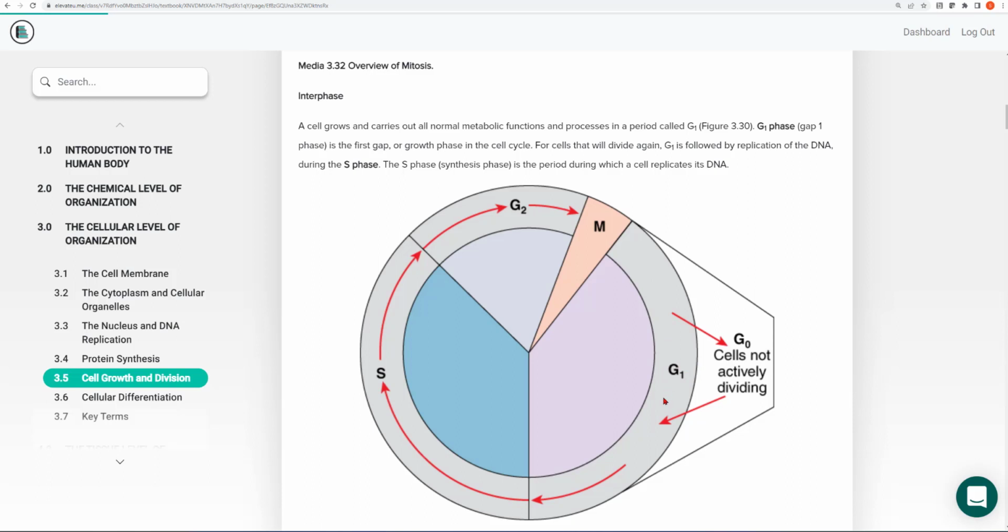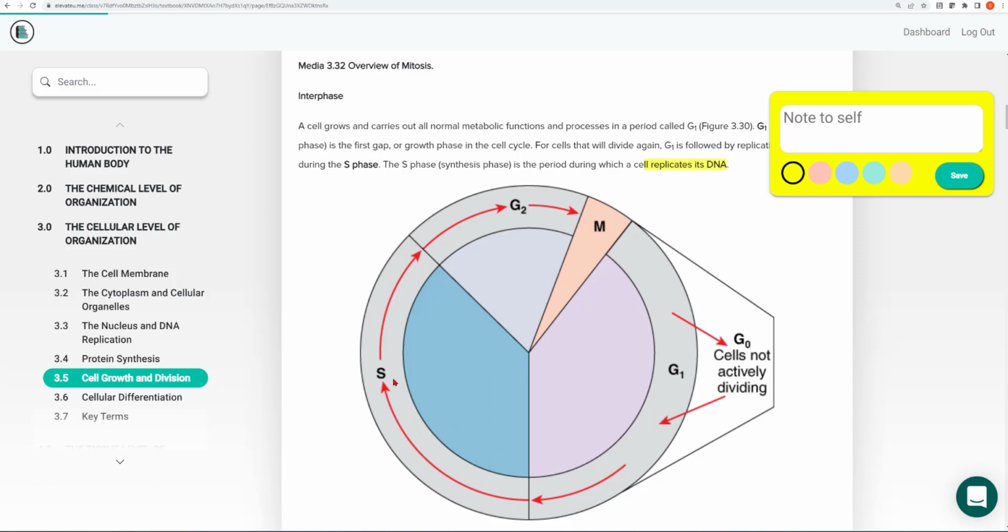So the cell's going to grow, and at some point, the cell is going to get big enough to think about dividing itself to make 2 more cells. But before the cell can divide, it must go into the S phase. The S phase stands for the synthesis phase. And the synthesis phase is where replication happens. Okay, so the S phase is where cellular replication happens. We know what that is, right? That's when the cell makes an exact copy of the DNA.